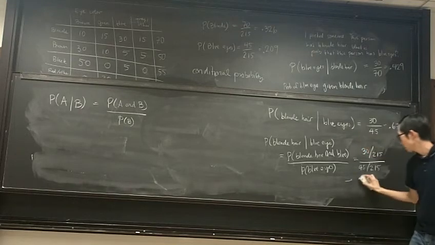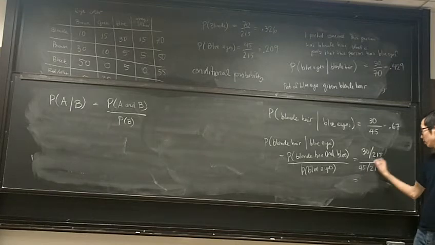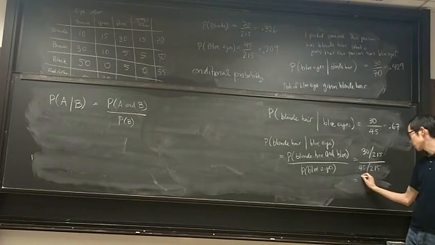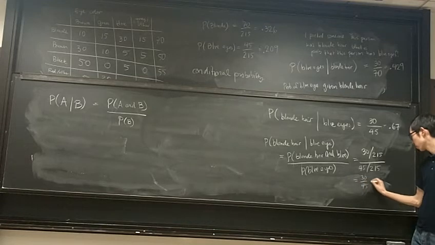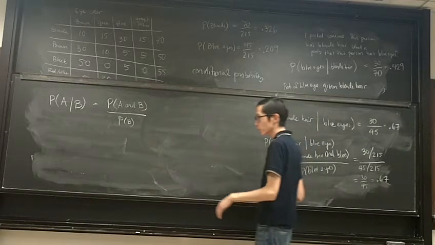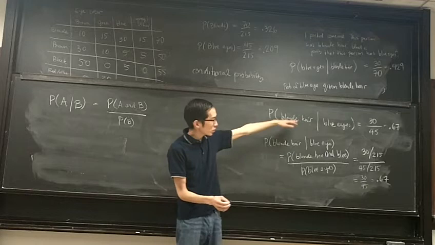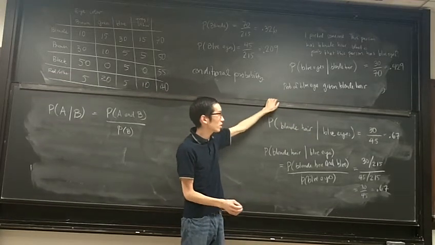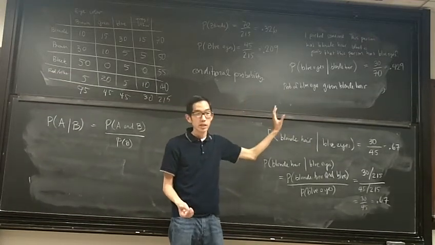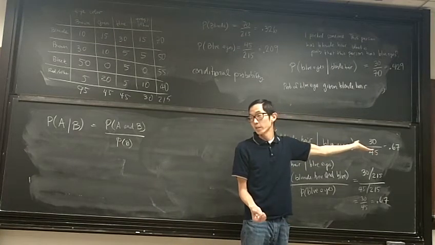And so if we remember our fractions, we see that the 215s cancel each other out, and we get 30 divided by 45, 0.67. It looks like we're doing the same thing. The answer is going to be the same because we're answering the same question. But here we could answer directly from the table. We just see that in that column there's 45 people, and of those 45 people, 30 of them have blonde hair.